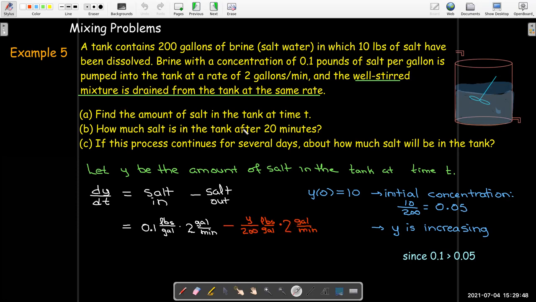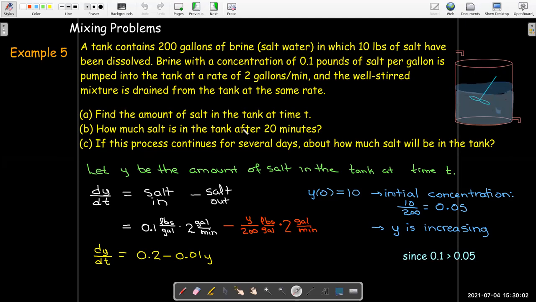tank. In other words, I have the differential equation dy/dt equals 0.2 minus 0.01y. Now I should be able to solve this differential equation. In fact, it's an initial value problem because we know that y of 0 equals 10.